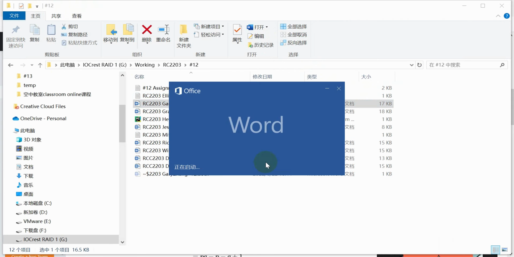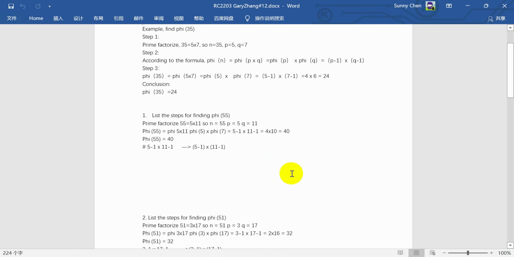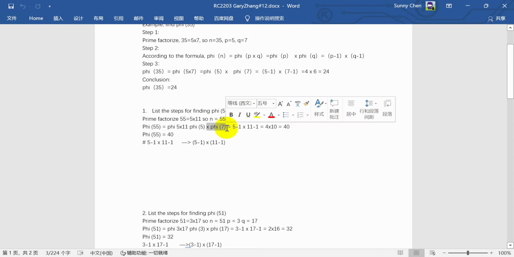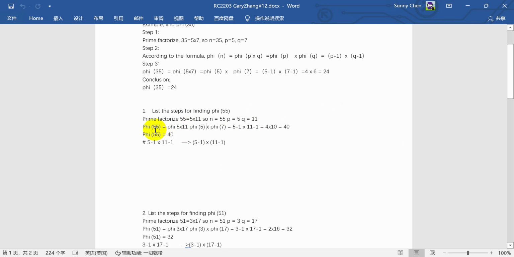Next is Gary's. For number 1, you got the answer right, but in here you should add brackets, because if you don't, it would do the multiplication first instead of the subtraction first. Also, here, I'm not sure what happened, but where did the phi 7 come from? So phi 55 equals phi 5 times phi 11, which equals this.